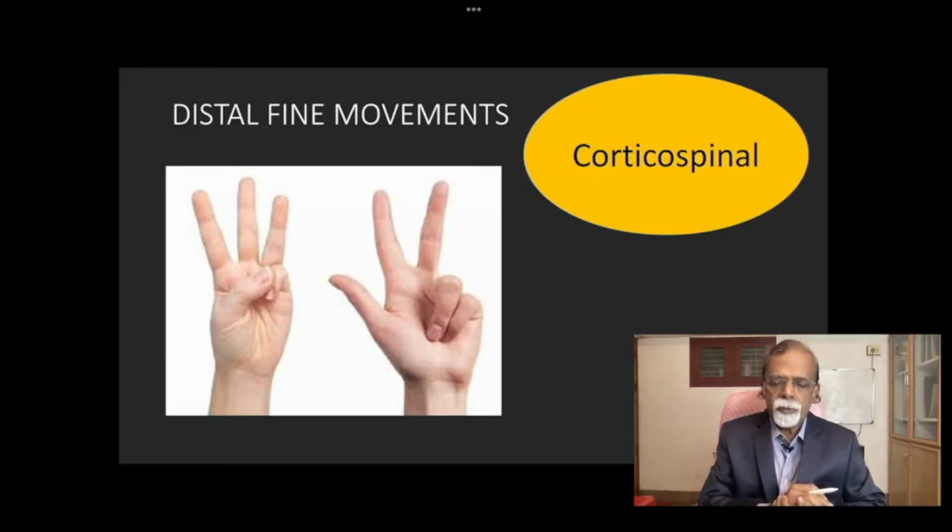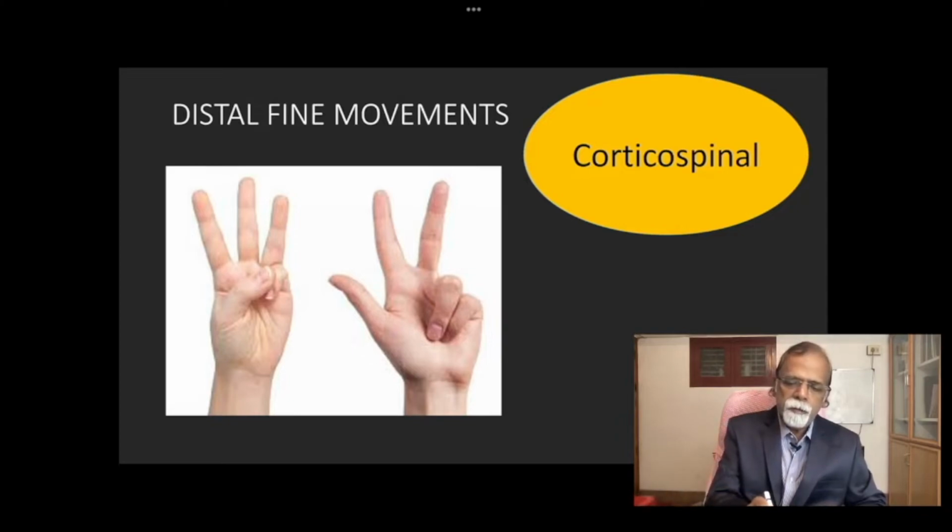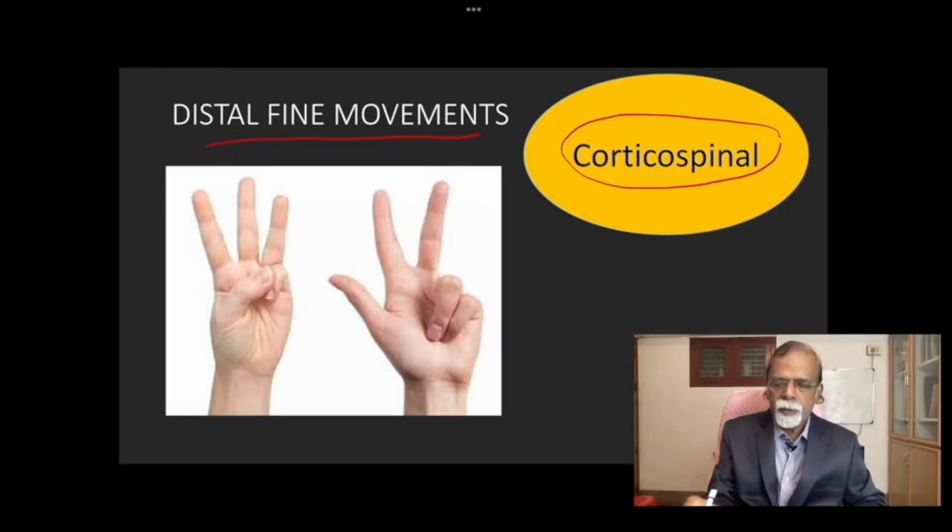Then coming to the functions of these tracts. The distal fine movements are served by the corticospinal tract. So when there is a dysfunction of the corticospinal tract, the distal fine movements, for example the hand movements, are mainly affected.